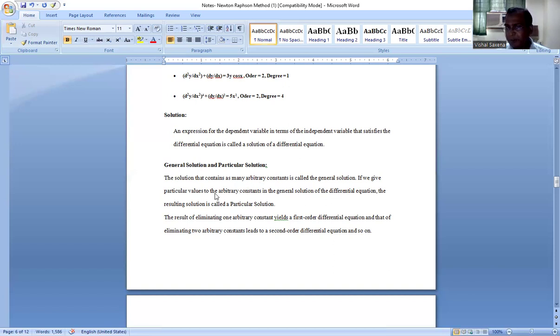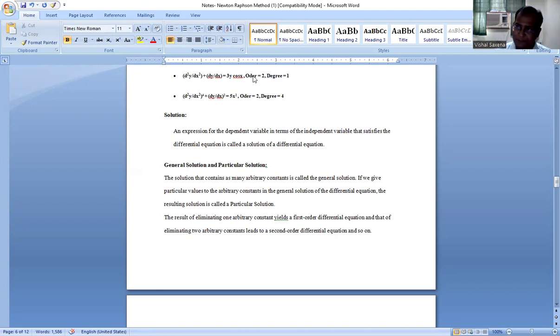If we give particular values to those arbitrary constants, suppose we assign some particular values to these arbitrary constants, then the solution obtained for the differential equation is known as the particular solution. So suppose we have a solution like y is equal to x plus c. Now this y equal to x plus c has one constant c, because one constant is there.